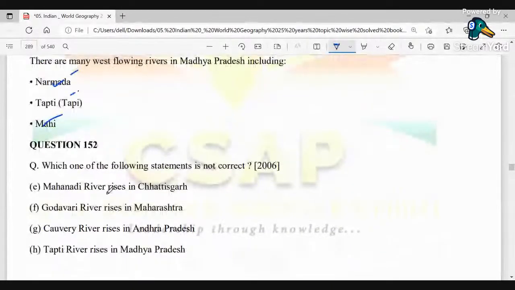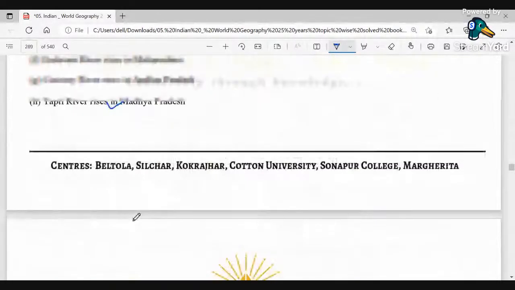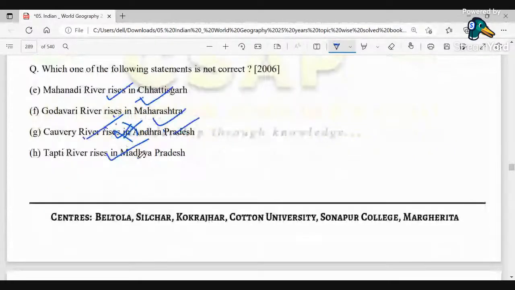Mahanadi River rises in Chhattisgarh, Godavari River rises in Maharashtra, Kaveri River rises in Andhra Pradesh, Tapti River rises in Madhya Pradesh. So obviously over here the correct answer is C, that is, Kaveri River rises in Andhra Pradesh. Okay, so that's the not correct option. The rest of the options are correct here, because we know Kaveri River rises in Karnataka. Okay, so that's the thing that is associated with this.